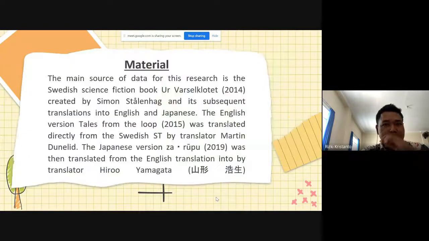The next is the material that has been explored and reviewed by the researcher in this article, that is the Swedish science fiction book, which is called by Cyclotid, first published in 2004 and created by Simon Stålenhag, and its subsequent translation into English and Japanese. The English version came out from the Lope in 2005. It was translated directly from the Swedish source text by translator Martin Junedid. So as I told you before, the book that has been reviewed is first published. Yeah, next please.